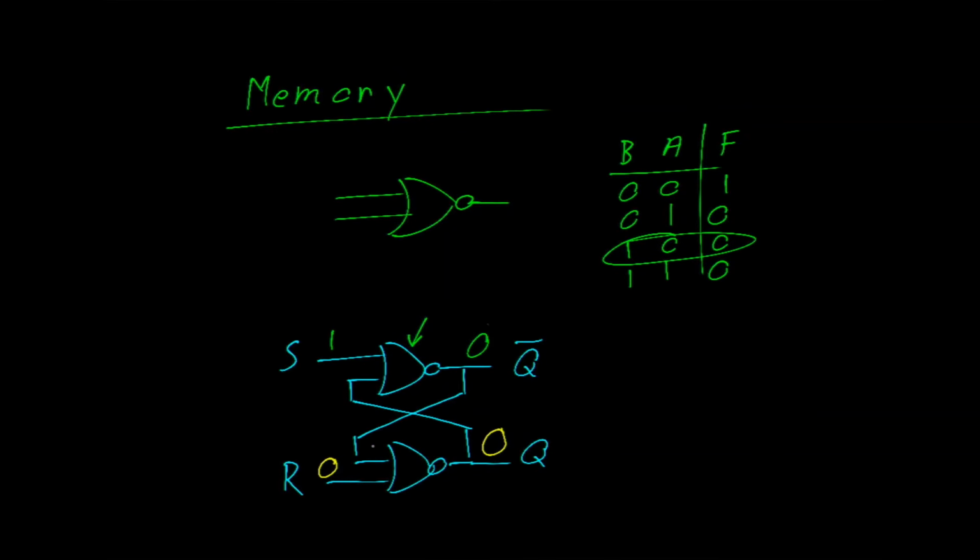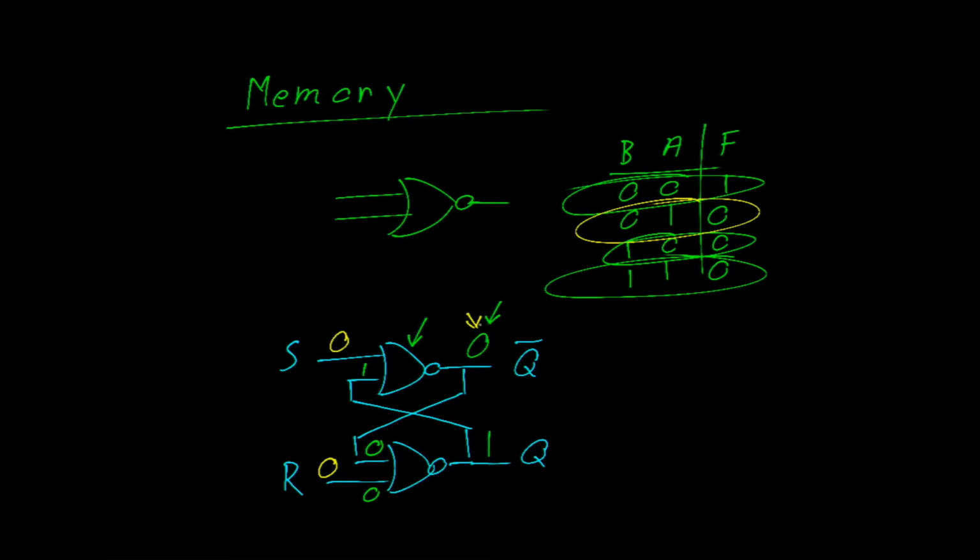That 0 on Q naught is fed back to the lower NOR gate, which gives us 0 and 0 as an input. That's the first line in the truth table, which means this goes to a 1. Of course, Q is now fed back to this input, which gives us a 1, 1 in the truth table, which is a 0 out. So we've reached a stable state again. If that set is now released, we have a 0, 1 going into the upper gate, which is this. The output stays at 0.